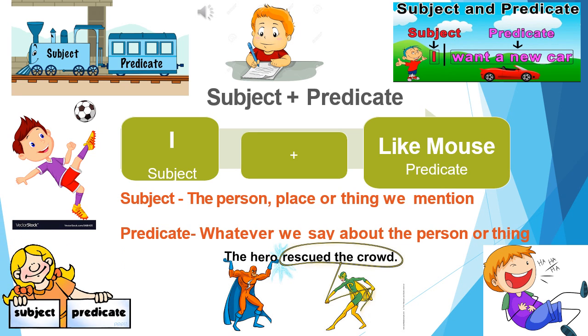Okay. If I give you the example, I would say he is writing a poem. So is writing a poem. She is laughing. So is laughing. And here the sentence given in the slide, I want a new car. As you can see, want a new car is a predicate. The hero rescued the crowd. Here, rescued the crowd is a predicate. Okay?